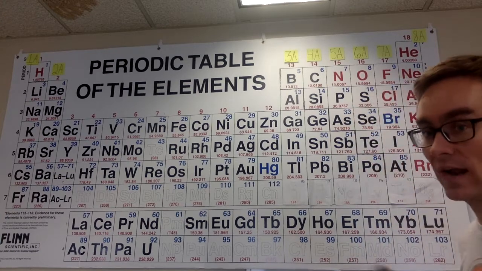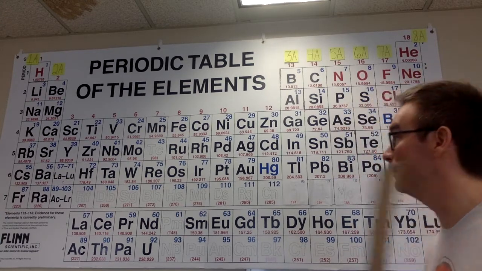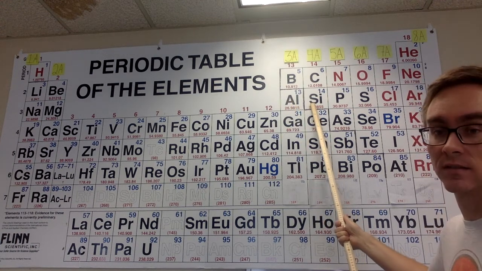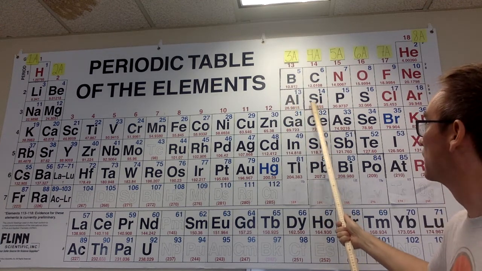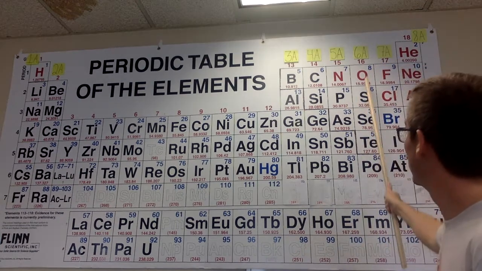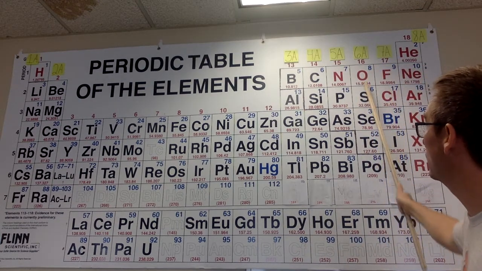For example, aluminum, or as it's actually properly pronounced, aluminium, and silicon, they're right next to each other. They're right next to each other on purpose. It's not alphabetical order here. They're next to each other on purpose because they're very similar to each other. Sulfur and oxygen, or fluorine and chlorine, all of these elements are right near each other because they're very similar to each other.